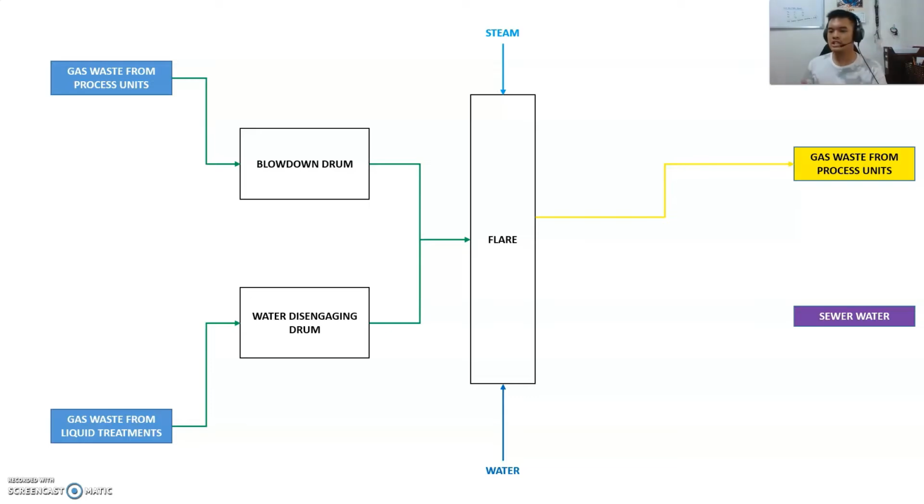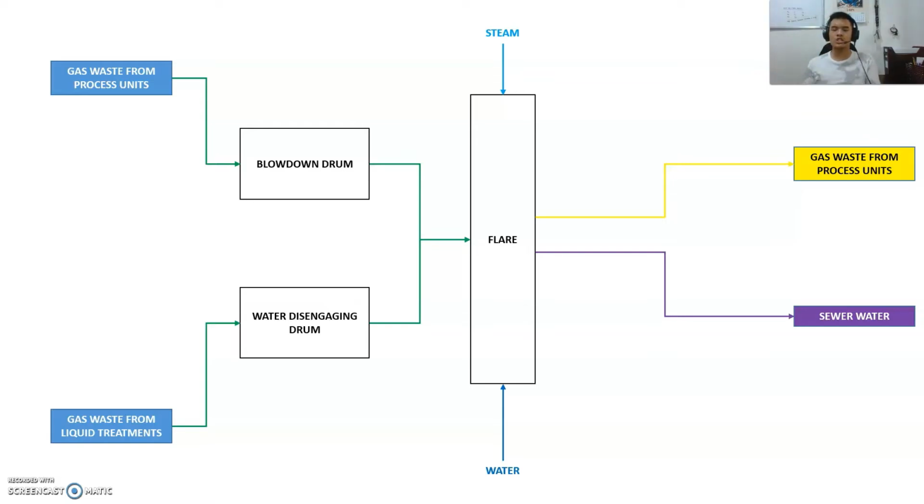Hence, gas waste from process units, yellow colored, means it's safe to be diluted into the atmosphere due to the presence of steam. In terms of water, same concept. It is diluted. The liquid waste from liquid treatments still has some liquid residue from the gas waste, and the liquid waste is then further diluted using clean water, and it is now forwarded into the sewer system, or essentially exits the flare as sewer water.